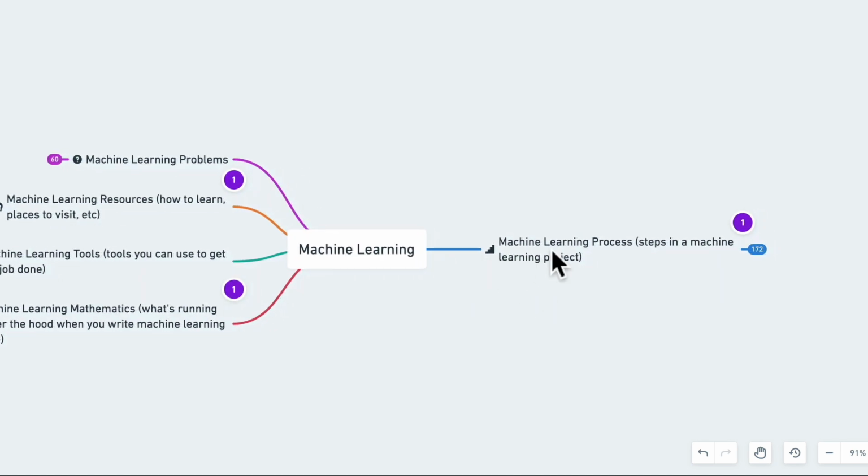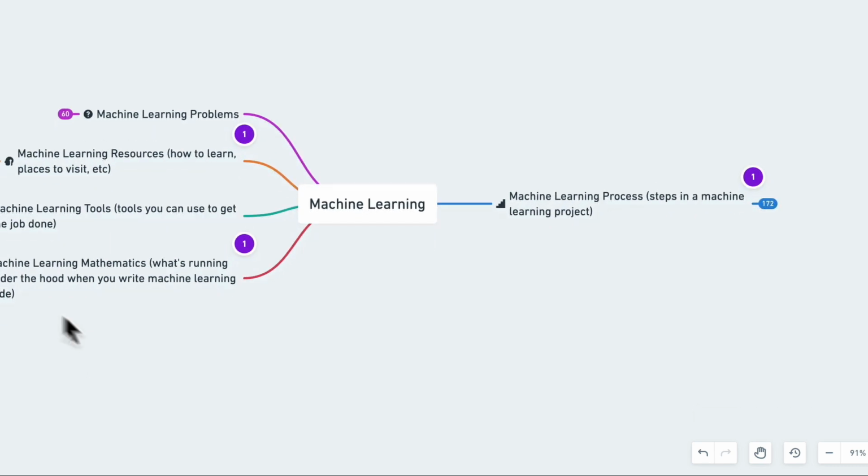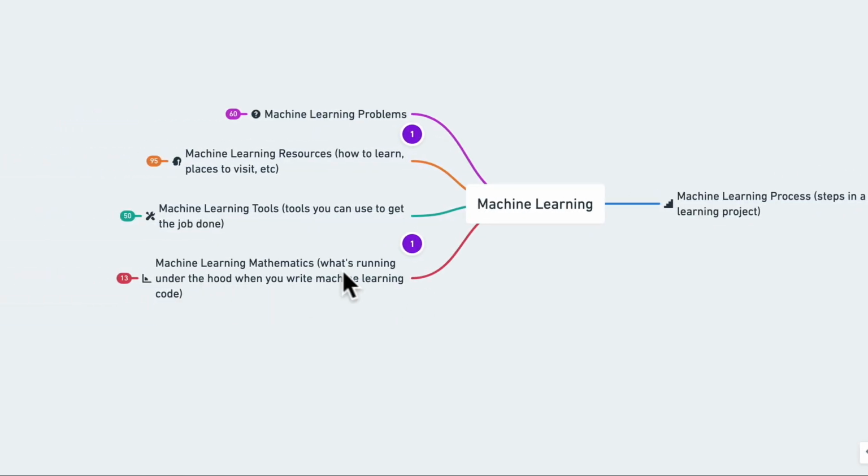See if you can start to theorize what steps you might need to take in a project if you have a problem. And then when you're ready, start approaching the maths, because after all, that's what's happening under the hood when you write machine learning code. Keep learning, keep creating. Oh, and machine learning, that is.